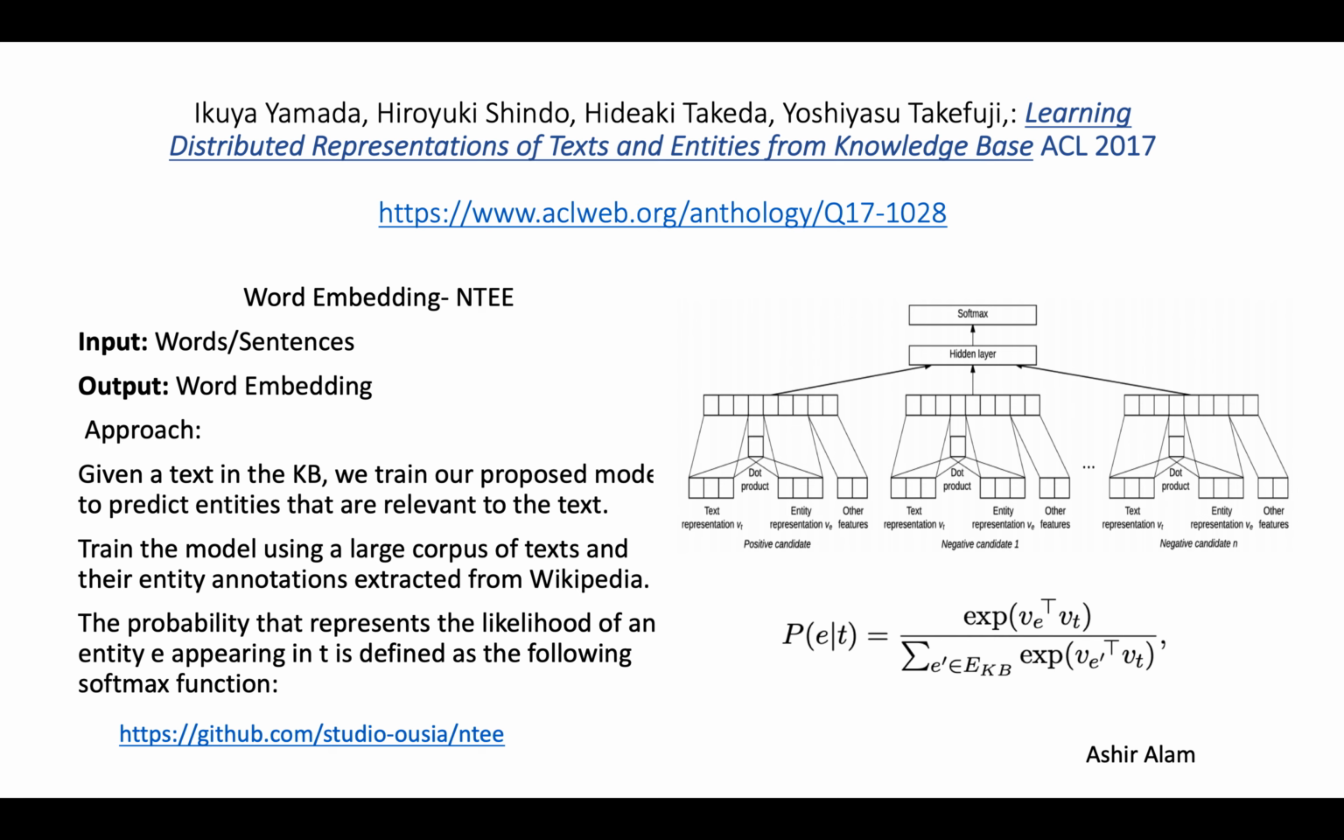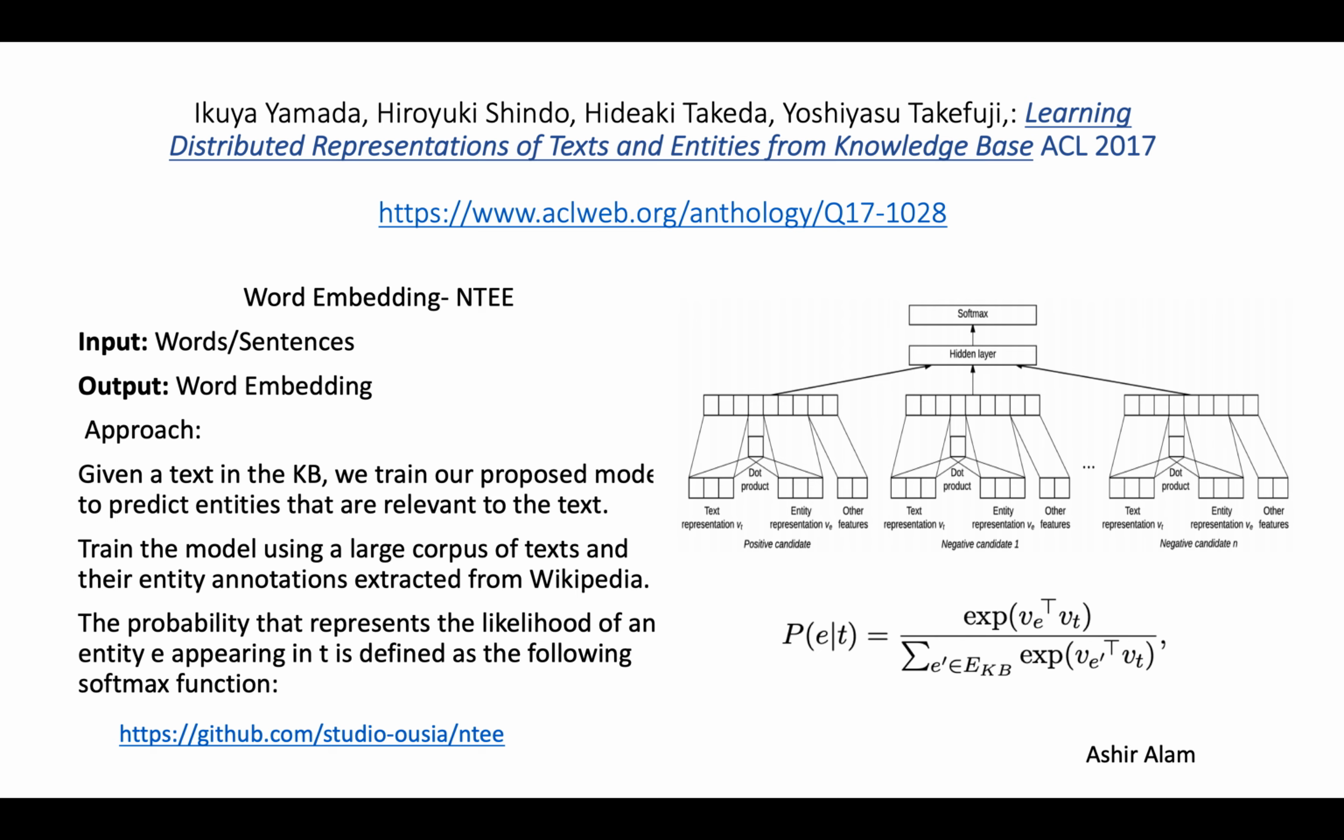The paper is called Learning Distributed Representation of Text and Entities from Knowledge Base. It was published in ACL in 2017. What we are trying to do here is we provide the architecture a word or sentence, and it gives us output as a word embedding.